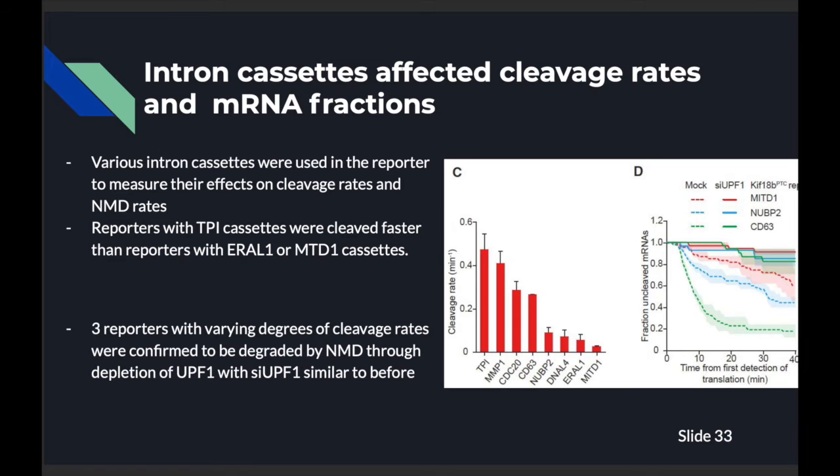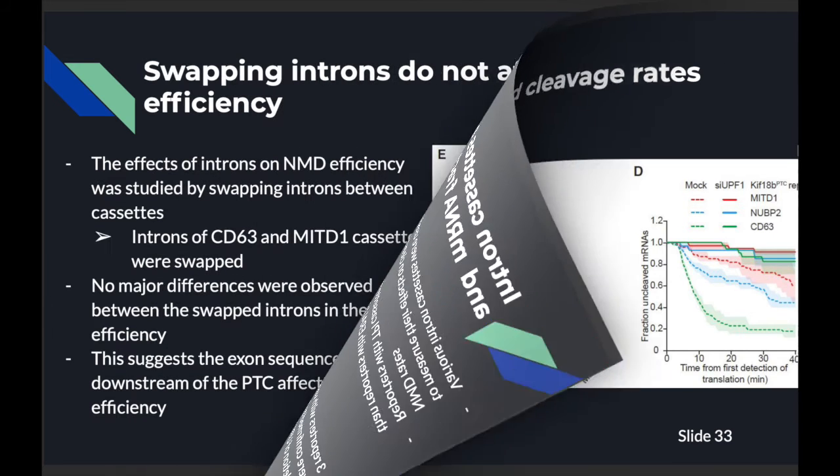well as affecting the fraction of mRNA degraded. So next they selected 3 reporters with widely varying cleavage rates to confirm that the cleavage is indeed caused by NMD. This was done like before using siUPF1 to confirm that these reporters were being degraded by NMD. Here in figure 4D, it shows that UPF1 depletion results in a greater fraction of intact mRNA over a period of 40 minutes compared to the non-depleted cells.